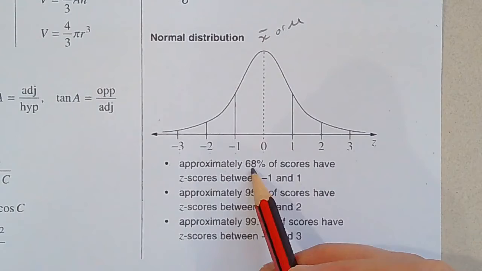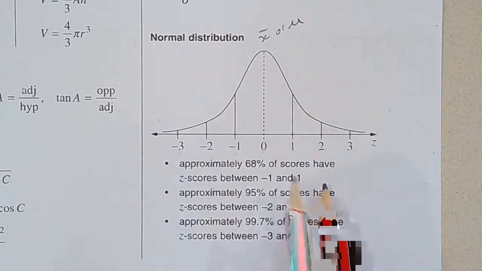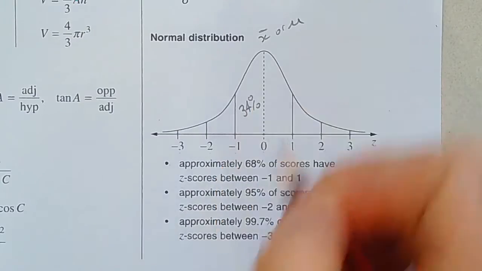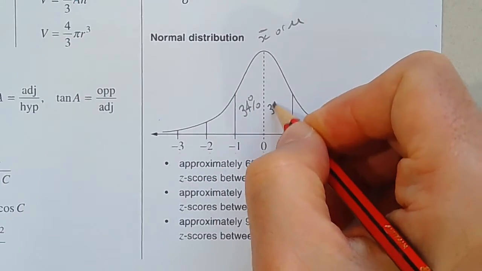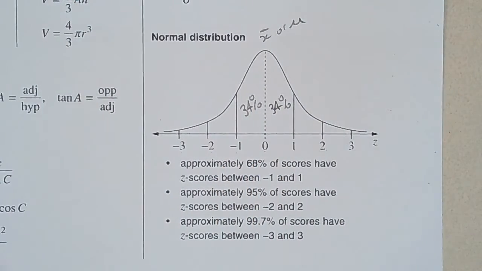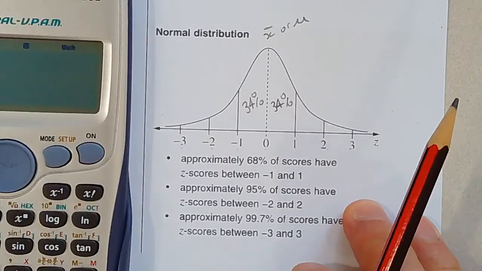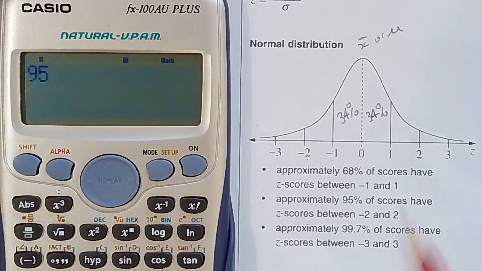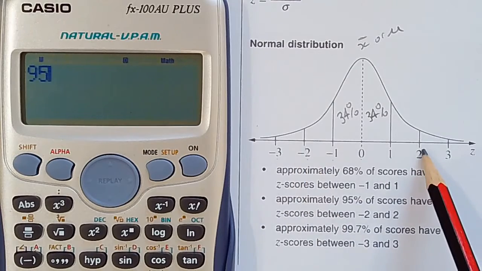Okay, so 68% of scores are between -1 and +1. That makes them 34% each. So you can fill this in now, 34%. Second point, approximately 95% of scores have z-scores between -2 and 2. So that's -2 standard deviations to +2 standard deviations. We know that's 95%. So that's from -2 to +2.